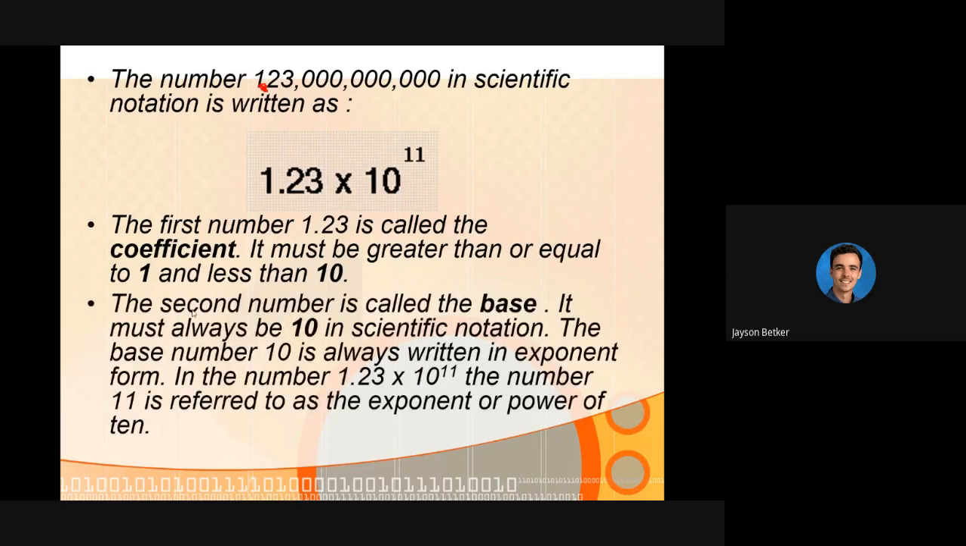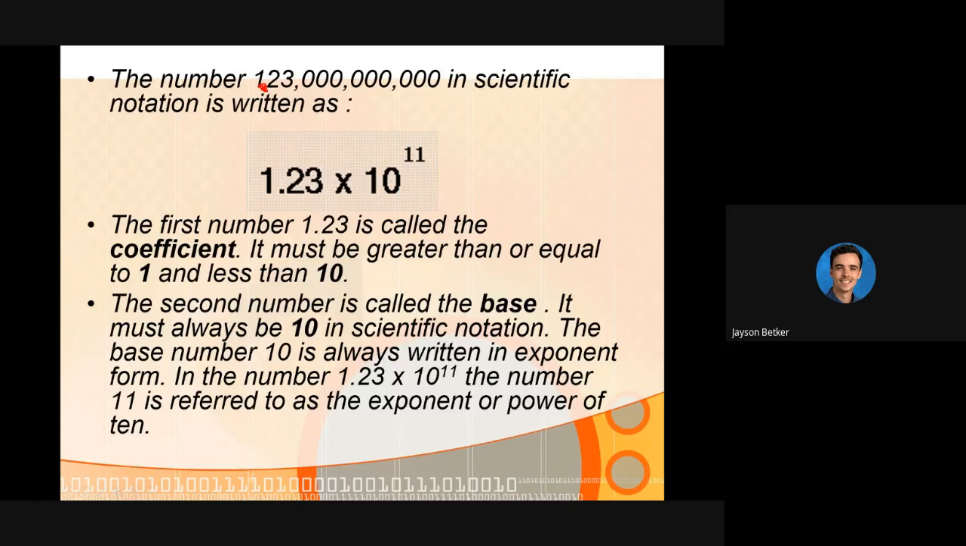The second number, this times 10 here, this is always called the base. And it always has to be 10 when we're doing scientific notation. Our base is always 10. Now, the base number is always written in exponent form, meaning that it is going to be raised to an exponent or a power. So right here, in our case, that number is 11. So the number 11 is referred to either as the exponent or the power of 10. So I'll say this as 1.23 times 10 to the power of 11.